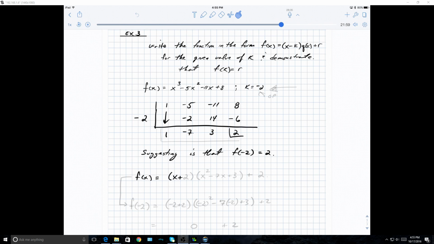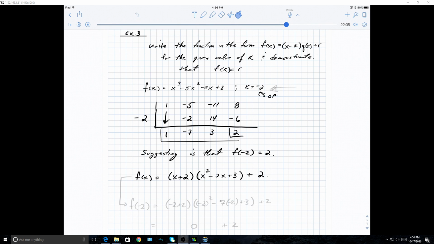You know what, let's just put what it actually is, 2, right, because that's the opposite of negative 2. And then we have to multiply it by the pieces that we did from the synthetic algorithm here. So in the original one it was x cubed, so it would be x squared, because we lose 1 degree, minus 7x plus 3 with a remainder of 2.